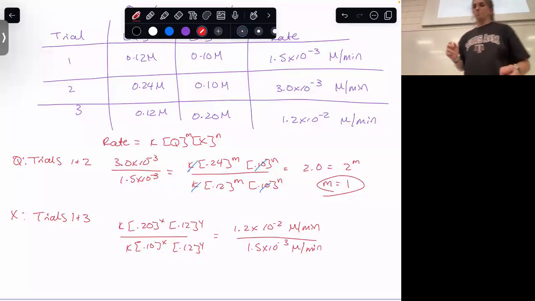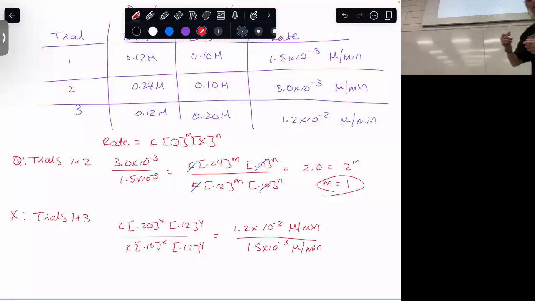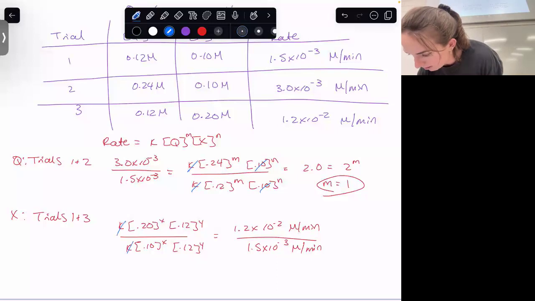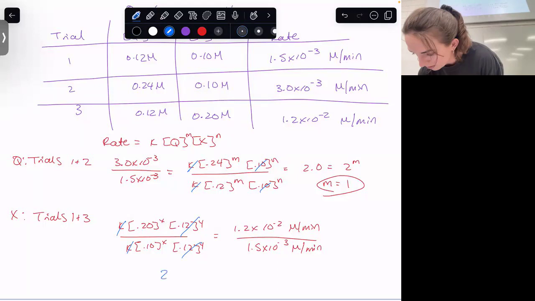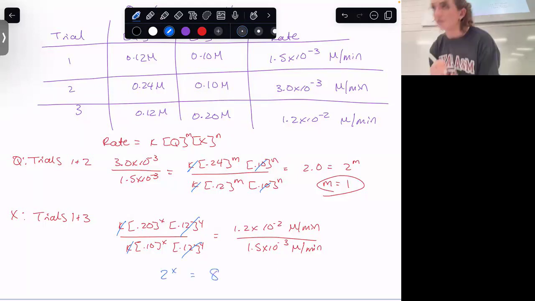Perfect. And I think this is also important to be a heads up problem solver. In both cases for Q and for X, we put the higher value rates and the higher value concentrations on top. This just gives you a whole number rather than a fraction, and I just think that's prettier and easier to work with. So in this case, when you look at what cancels out, your k's again will cancel out and your 0.12 to the y will cancel out. And we end up with 2 to the x equal to 8.